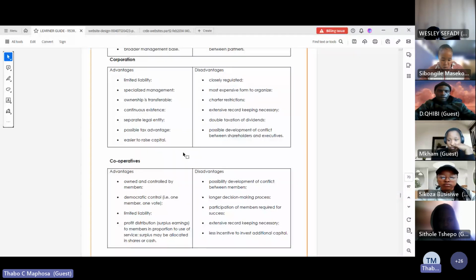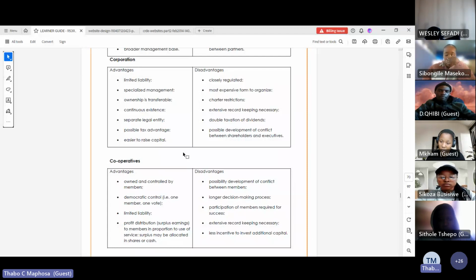So, which is actually good in terms of the business side of things. And then possible tax advantage, and then easier to raise capital. It is easier to raise capital for a corporation because it inspires a little bit of confidence on the investor side. And then the disadvantage is that corporations are closely regulated.